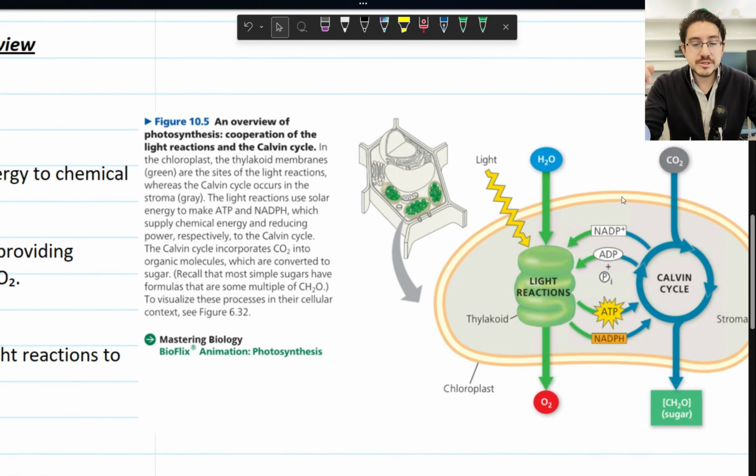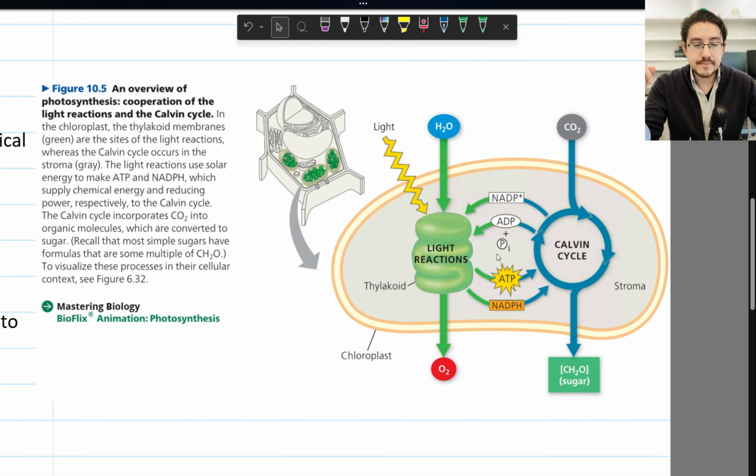This is a visual representation of what we're going to look at. Water comes in with light. Also, you have NADP plus and inorganic phosphate. All of that comes together in the light reactions to produce these main things, ATP and NADPH. Oxygen goes out of the plant into the air, into our lungs, right? And then you have carbon dioxide entering in the Calvin cycle in the stroma, using the products of the light reactions, ultimately to produce a sugar.